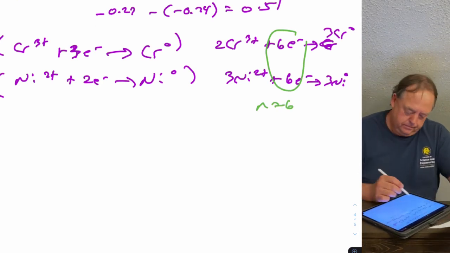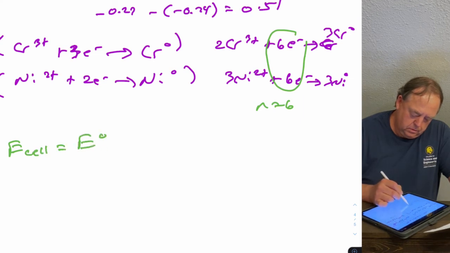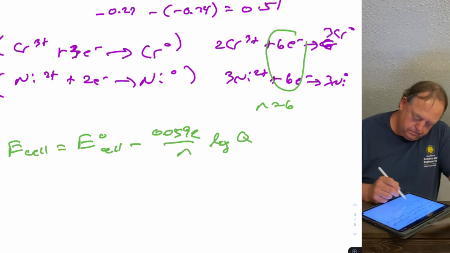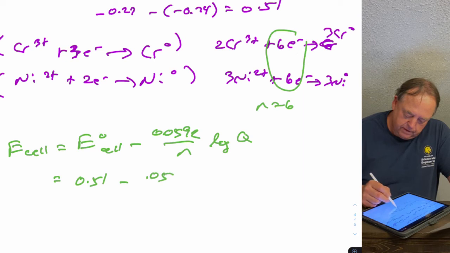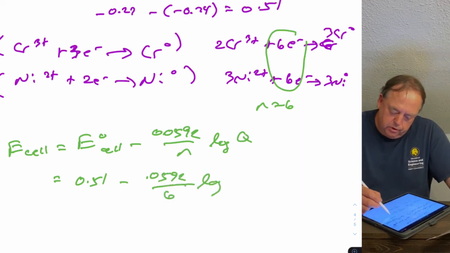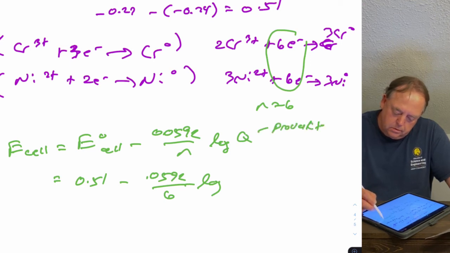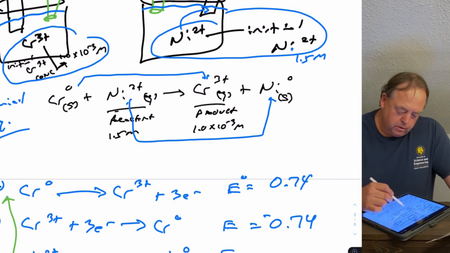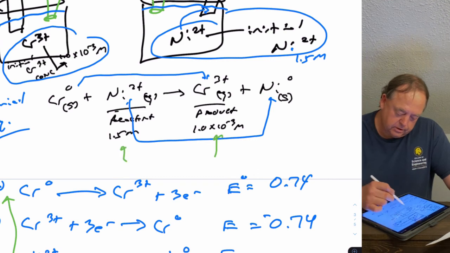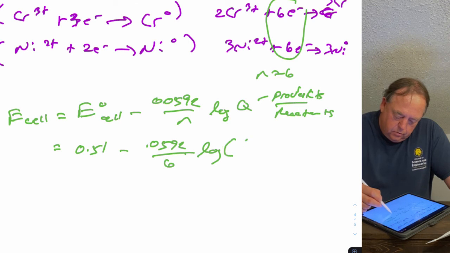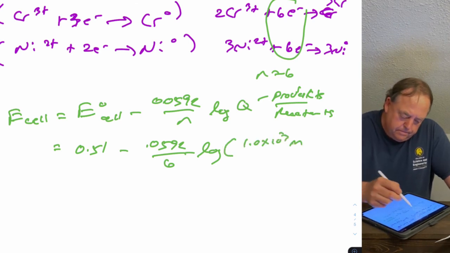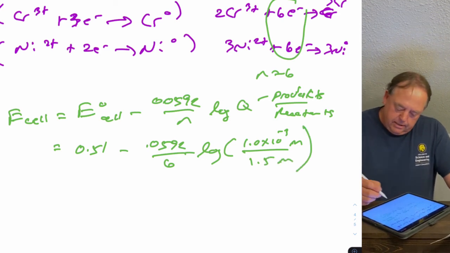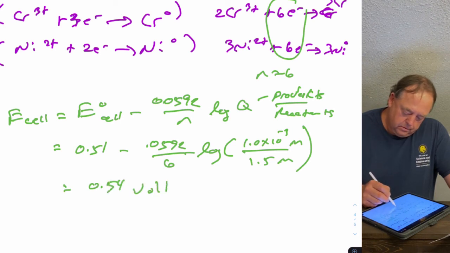Okay, so now we can solve this problem. E0 cell was 0.51 minus 0.0592 divided by 6, and then log Q. Q is going to be products over reactant concentrations. And we said that nickel 2 is a reactant and chromium 3 is a product. So it's the log of 1.0 times 10 to the minus 3 molar over 1.5 molar. And then calculate that out. You get 0.54 volts, because this is volts.